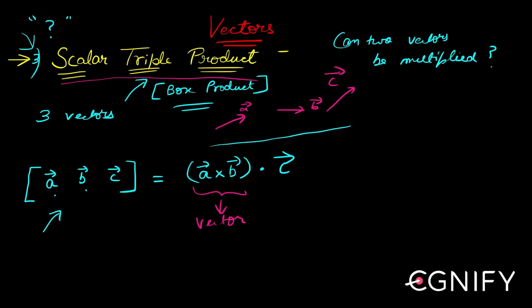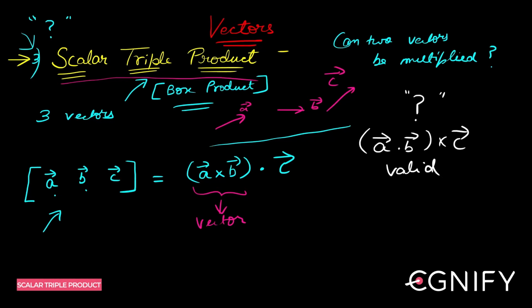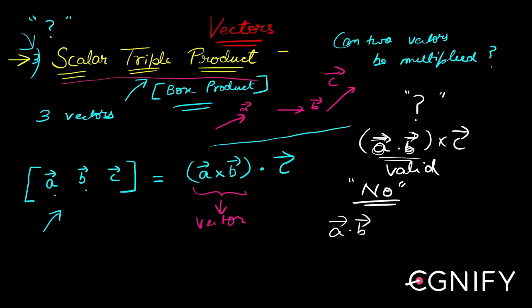Now I would like to pose an interesting question here. Is this expression valid? The question is, is this expression valid? Just think for a while. The answer is no. Why is it not valid? Because A dot B, A and B are vectors, right? What is A dot B? Is A dot B also a vector? No, it is a scalar. A dot B will give rise to a scalar. So it is like some lambda.